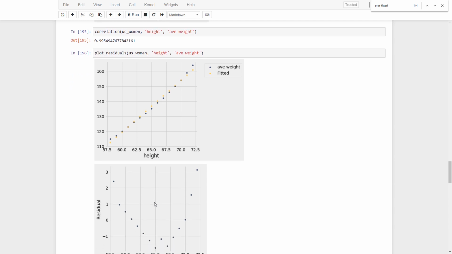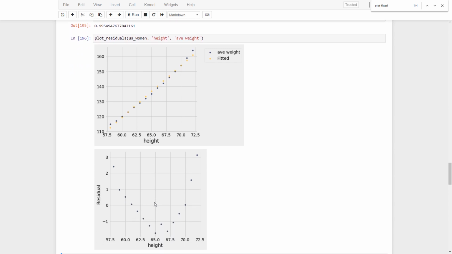Now let's look at the residual plot. And this is a big surprise here. So the residual plot is exhibiting a very clear pattern. With positive values getting decreased, then negative values increasing, then negative values decreasing, then positive values increasing. So that is clearly a pattern.